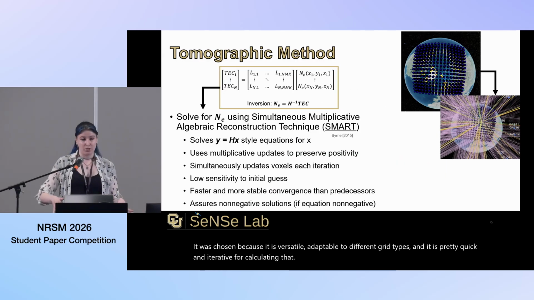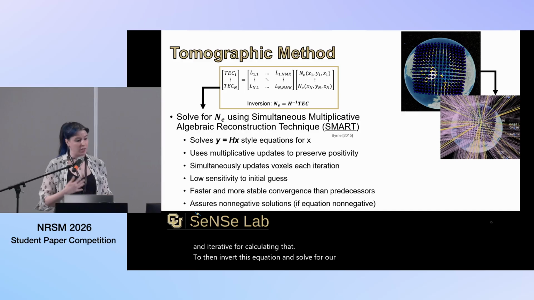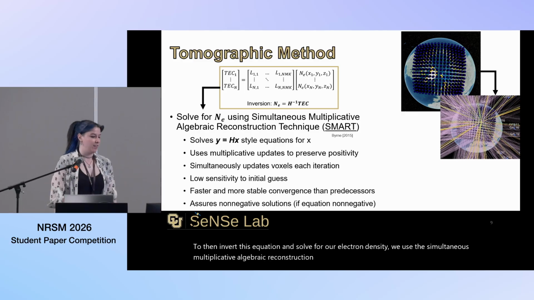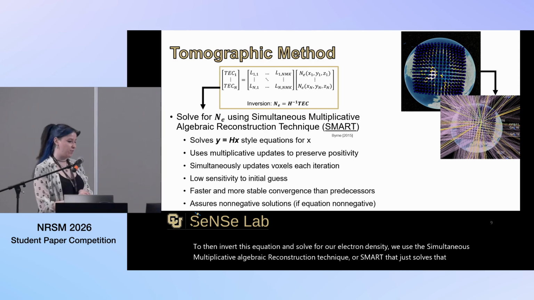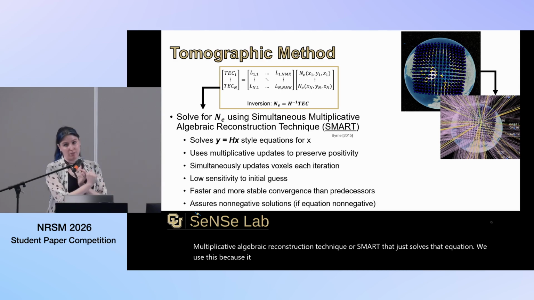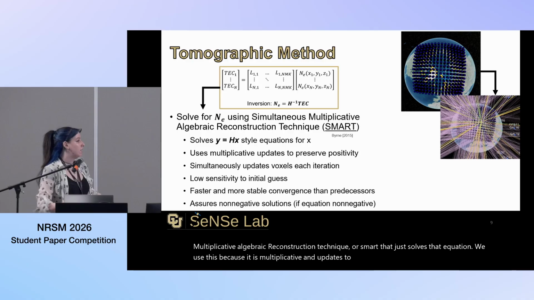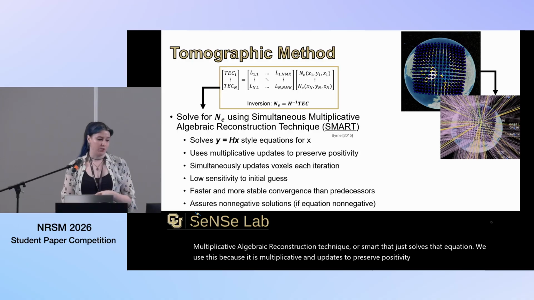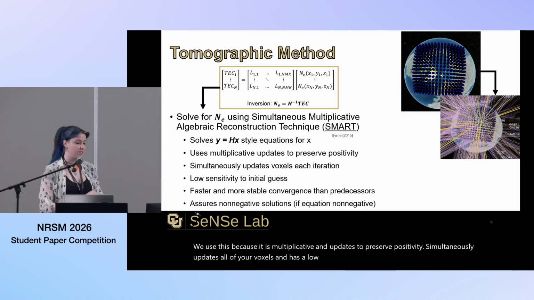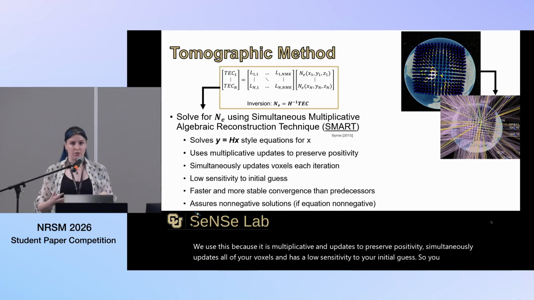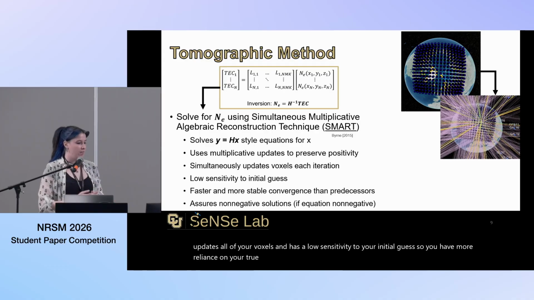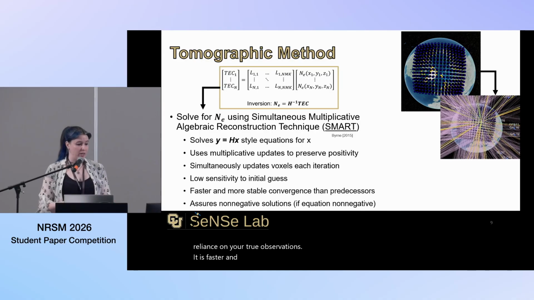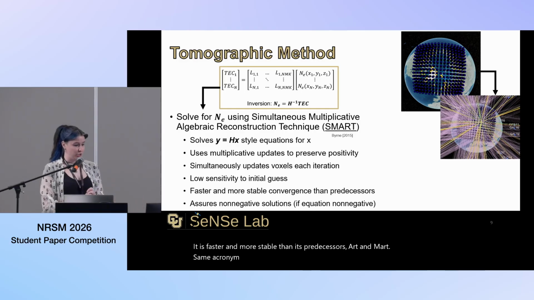To then invert this equation and solve for our electron density, we use the simultaneous multiplicative algebraic reconstruction technique, or SMART, that just solves that equation. We use this because it is multiplicative and updates to preserve positivity, simultaneously updates all of your voxels, and has a low sensitivity to your initial guess, so you have more reliance on your true observations. It is faster and more stable than its predecessors, ART and MART, same acronym, less words, and assures non-negative solutions as long as your system is non-negative.